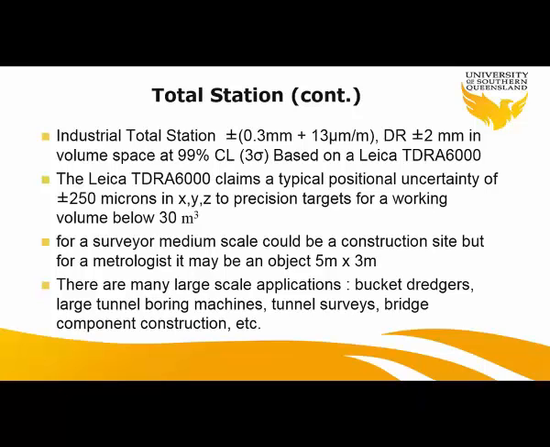in volume space. Do you remember we had the volume accuracy, and I told you that this is one way of presenting the precision in metrology. And then the Leica TDRA 6000, which is the industrial total station. So this specification we are claiming is based upon this device. If you are using a Trimble version or other version, you might have different accuracy. Anyway, it has a typical position uncertainty of plus or minus 250 microns. You can see it's much more accurate than the normal total station.